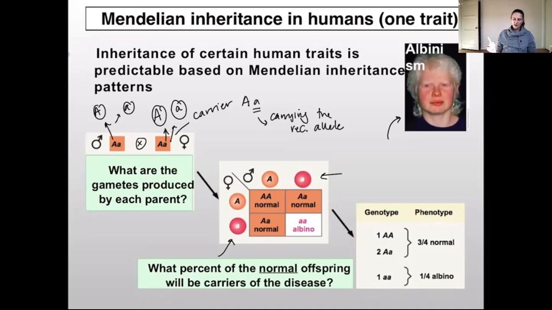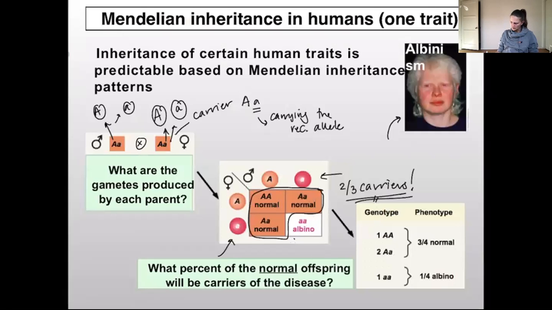And then, this is a tricky question, what percent of the normal offspring are going to be carriers? We have to look first at only the normal ones, and then we need to see who will be carriers. That's actually 2/3 are going to be carriers. I always have one question on the test about this, and people always get it wrong. They're like, oh, 25%, or 1/3. And no, I'm not asking about those because they're not the normal ones. We're looking at the carriers.